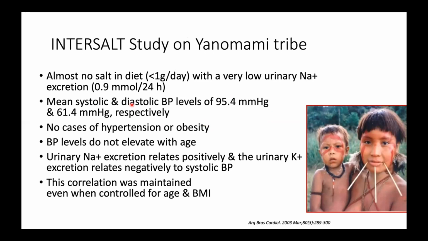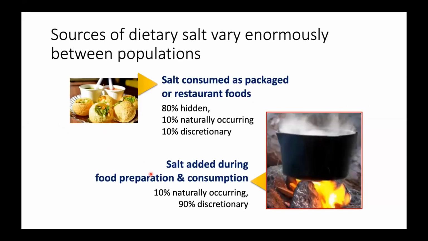What they found, interestingly, is that the average systolic blood pressure is less than 100, around 95, and diastolic blood pressure is around 61. And there is no case of hypertension or obesity, and BP level doesn't change as the age advances. So that is the epidemiological evidence of the importance of salt and blood pressure.